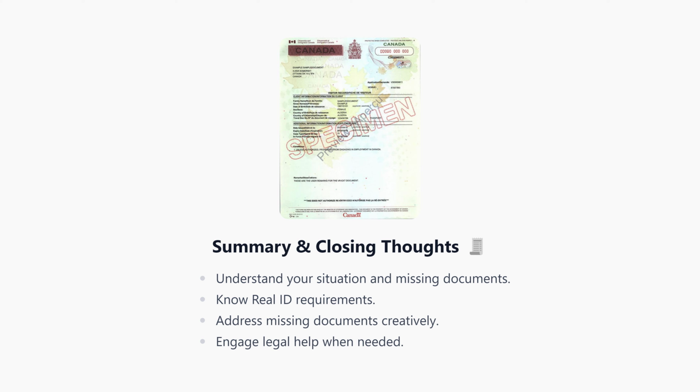Let's recap what we've learned. First, understand your current situation and the documents you lack. Familiarize yourself with real ID requirements, and address any missing documentation with creativity and proactive legal assistance. Remember the general advice to maintain communication, document everything, and stay informed.